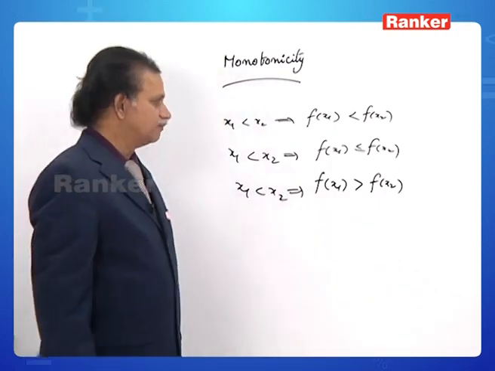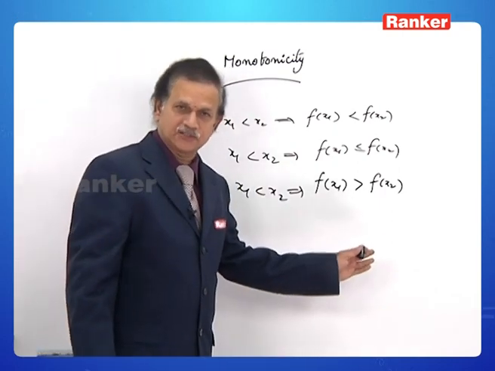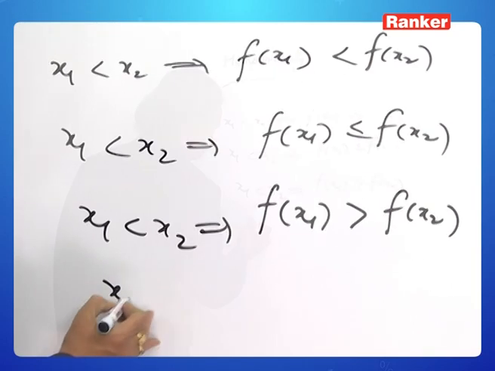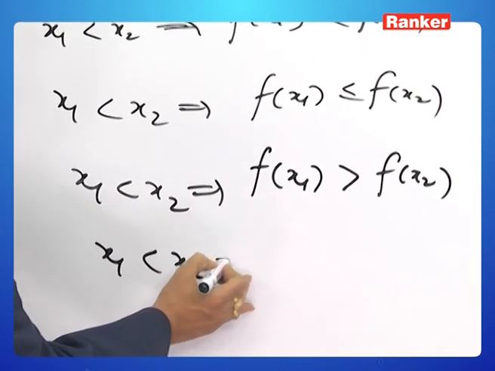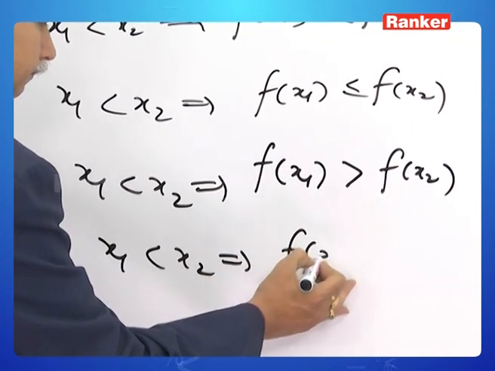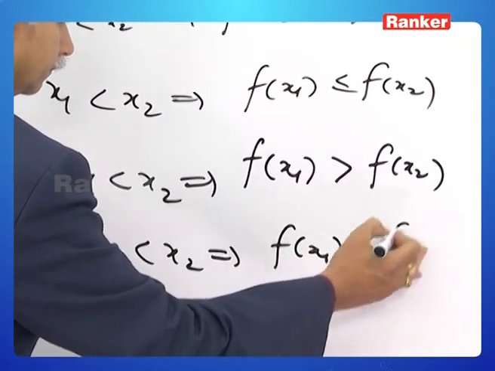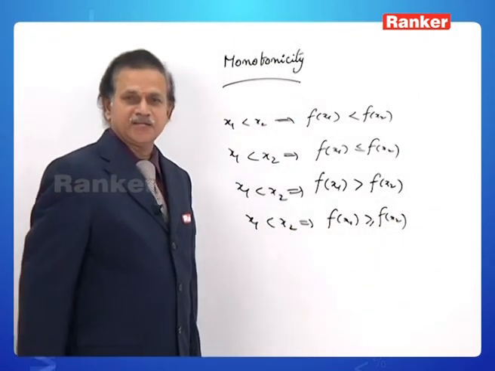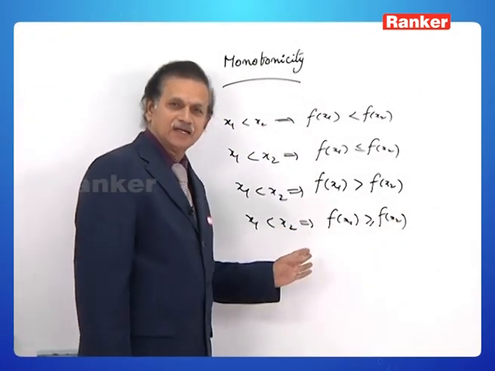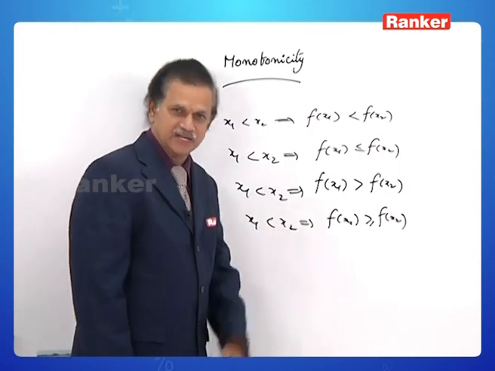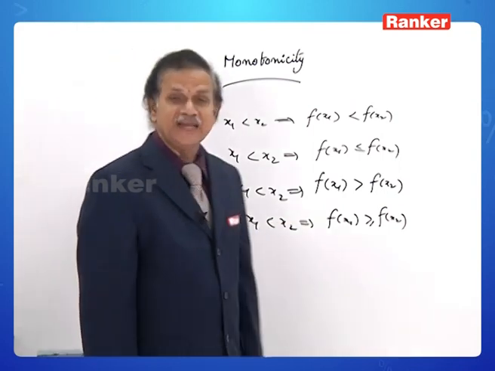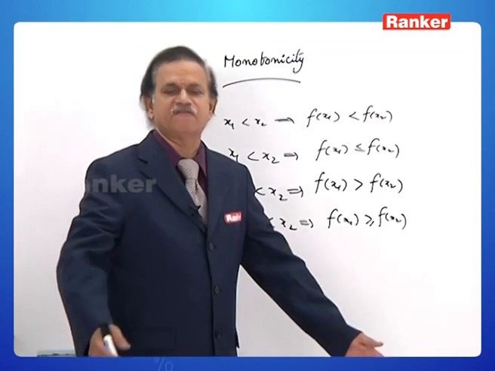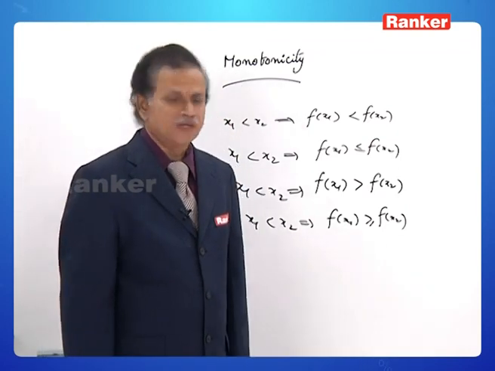x1 less than x2 implies f of x1 greater than f of x2, then f is strictly decreasing. And if a condition of this sort is satisfied, then we say that f is non-increasing. Out of all these four cases, we say that f is monotonic.